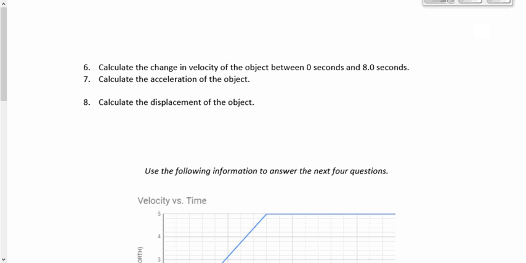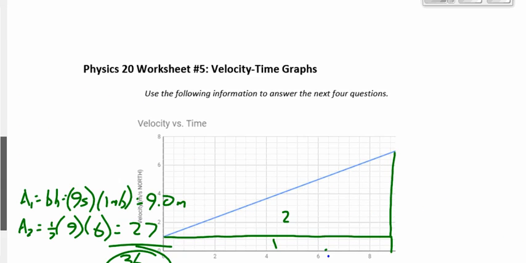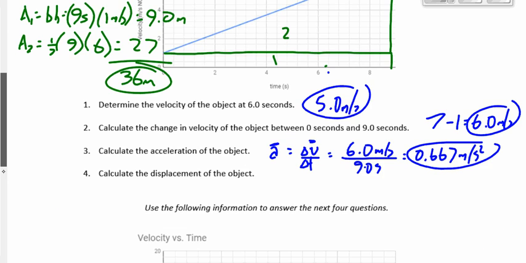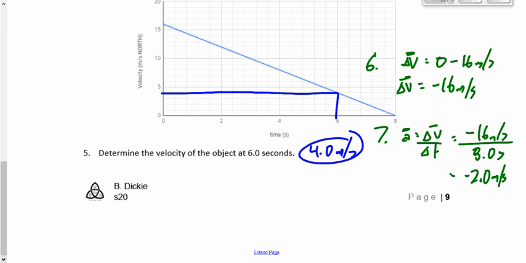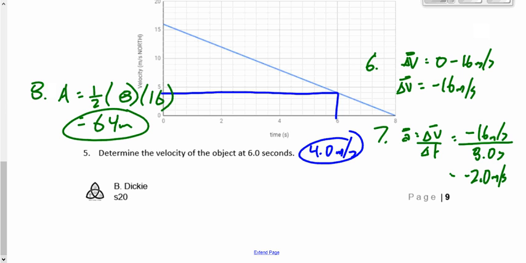And the displacement of the object, this one's easier. The displacement is just the area, and this is just one triangle. So the area is 1/2 base, which is 8, times the height, which is 16. That gives me 64 meters. Good. How many people get 64?